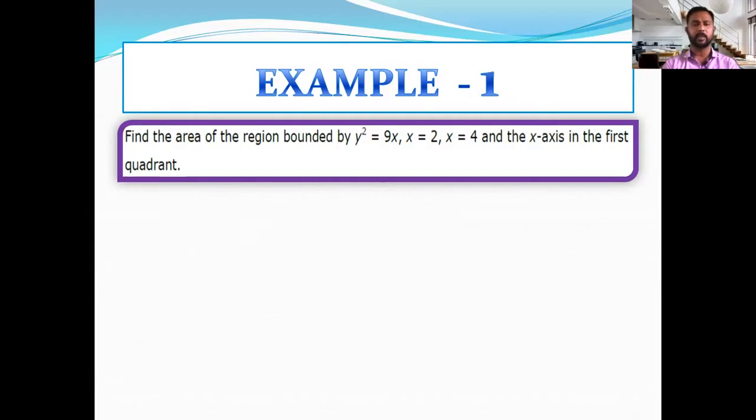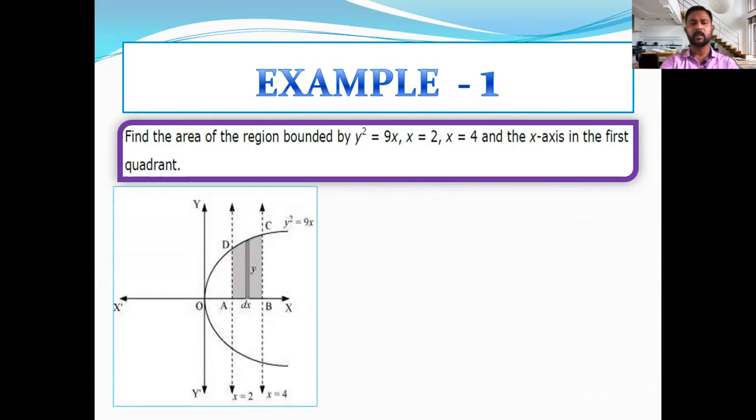Definitely it represents a parabola. Which type of parabola? In this equation, x is linear. Therefore, this represents a parabola open towards the positive x-axis, symmetric with respect to the x-axis. Here is the graph for that. So the main step for this is reading and understanding the question, and drawing the perfect figure for that.